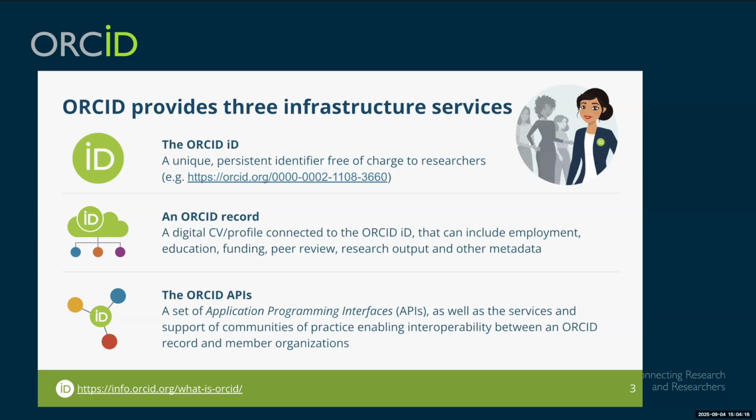And the third and most important service are the ORCID APIs. These are application programming interfaces, which allow different systems to plug into the ORCID registry and exchange data back and forth with ORCID records. And this service actually allows different vendor systems, different publisher and funder and university systems to exchange data with ORCID records, saving the researcher time and effort because they don't have to manually enter data in all of these different systems that they might interact with on a day-to-day basis.